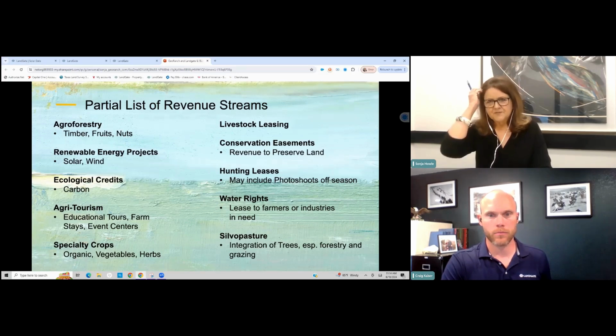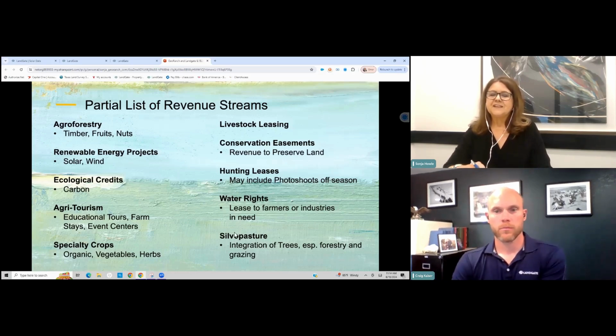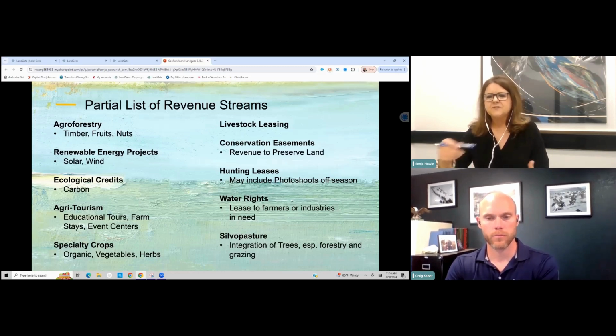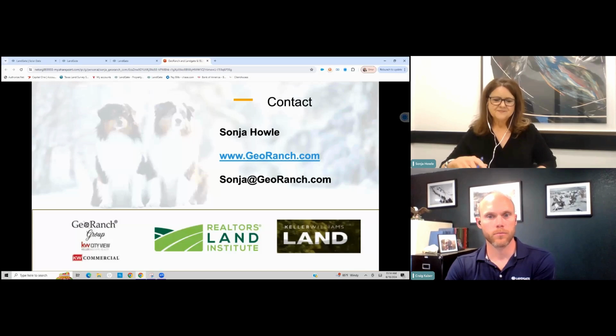As you know, easements provide revenue to preserve the land and a lot of tax benefits. Conservation programs also can be very financially easy to implement based on some of the programs that are available now. Hunting leases, and that could even include photo shoots in the off season, water rights, and silvopasture, which is integrating trees and forestry into grazing. Next.